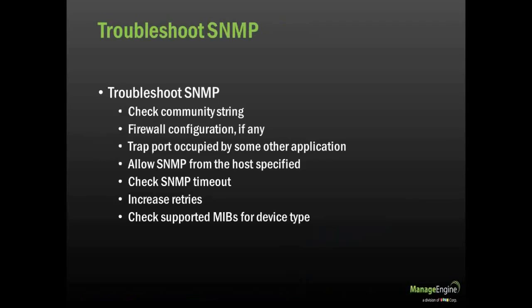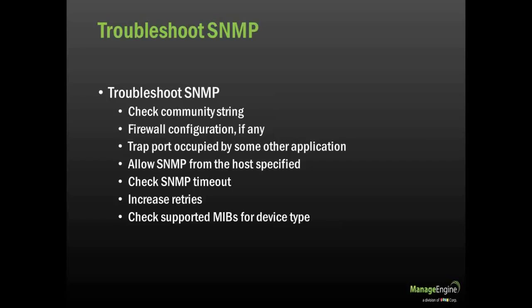The next topic in our agenda is to troubleshoot SNMP. Firstly, you have to check the correctness of the community string. Secondly, check if there is any firewall between the SNMP manager and the managed device. If so, the port 161 has to be opened through the firewall. In order that traps are properly received, port 162 has to be opened through the firewall. The trap port 162 on the server should not be occupied by any other monitoring solution.